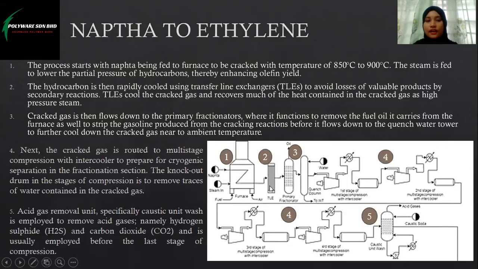Third, the cracking gas flows down to the primary fractionator, where it functions to remove the fuel oil it carries from the furnace as well as to strip the gasoline produced from the cracking reaction before it flows down to the quench water tower. Next, step 4: the cracking gas is fed to the multi-stage compression with intercooler to prepare for the cryogenic separation in the fractionation section. Step 5: the acid gas removal unit, specifically a caustic unit, is applied to remove acid gas such as H2S and CO2.